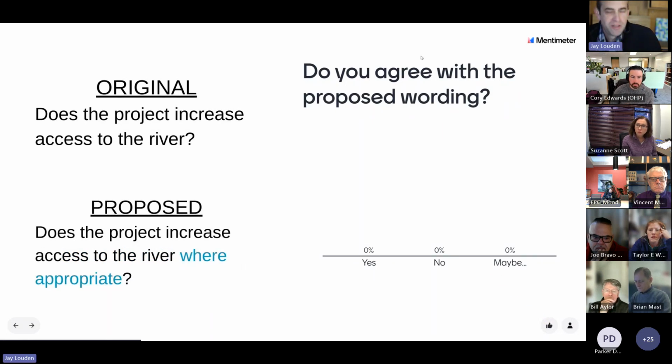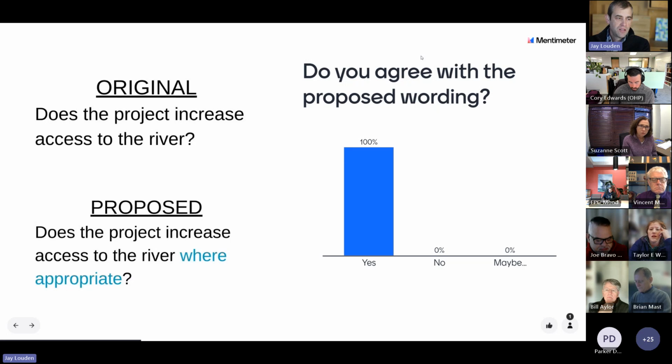Next is another addition to an original proposal. The original is, does the project increase access to the river? And we're adding "where appropriate" to the end of that: does the project increase access to the river where appropriate? So do you agree? Yes, no, or maybe?